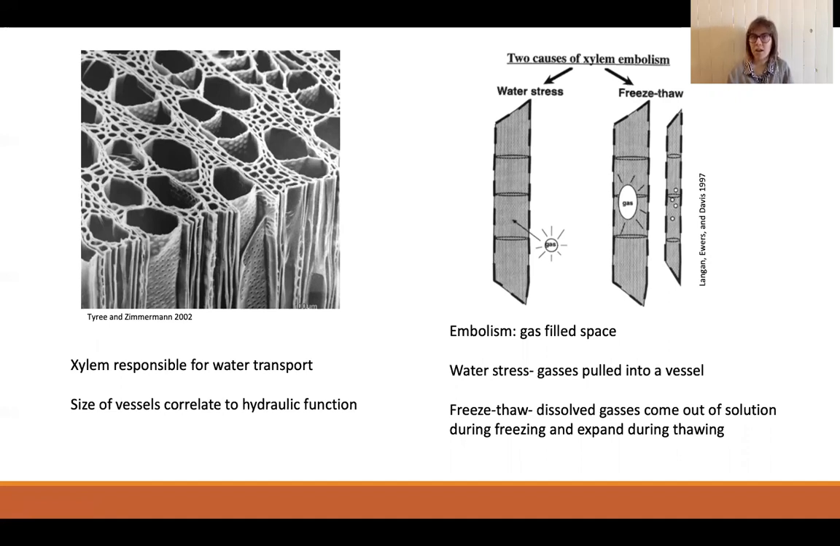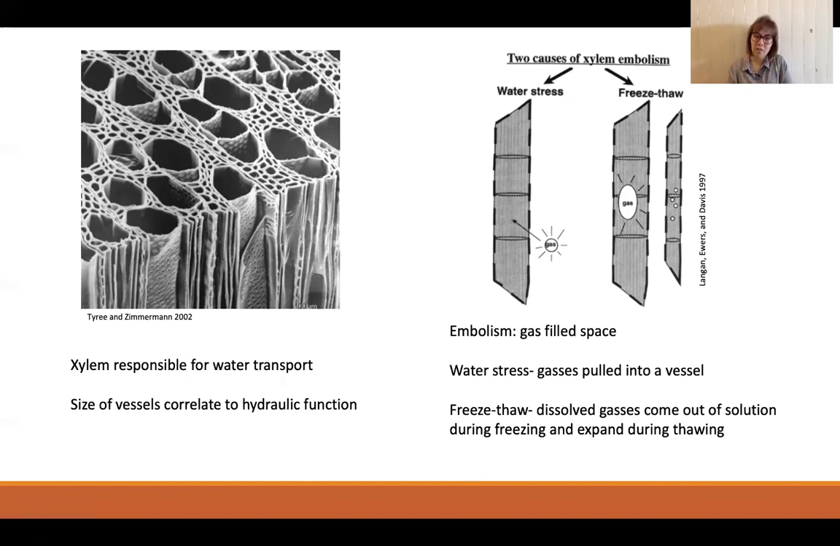This can occur in drought or in water stress conditions, where gases are pulled into the vessels, or in freeze-thaw stress, where during freezing, gases will come out of solution, and then during thawing, these gas bubbles will coalesce and form larger bubbles. This is really important when considering water transport, because these emboli can block off water transport in the plant, and they can spread from one vessel to another, choking off large areas of transporting vessels in the plant.